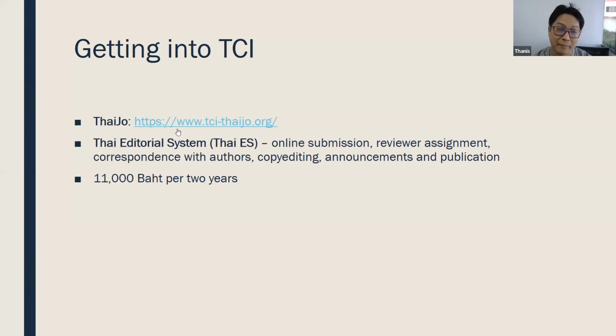So you have to pay them, probably 11,000 baht per 2 years, so they would send you the bills once in 2 years. So it's not expensive. So it's like 5,500 baht per year, right? So they would give you the editorial system, right, which allows you to do online submission. So your authors can do the online submission. You can assign reviewers, on the spot, right? So once people submit the article, you go into the system and then you can assign reviewers, right?